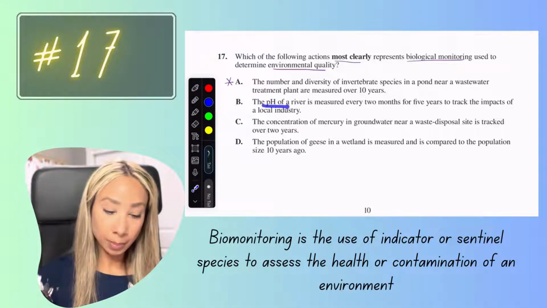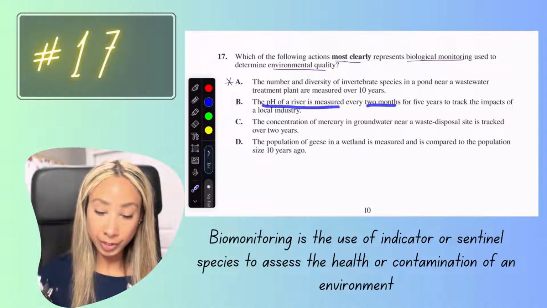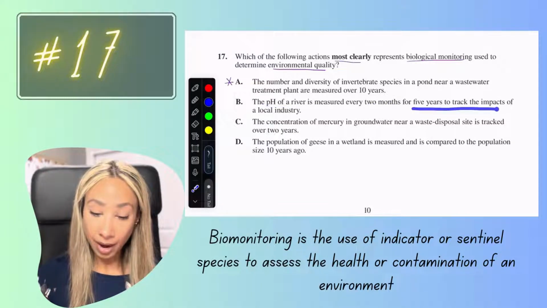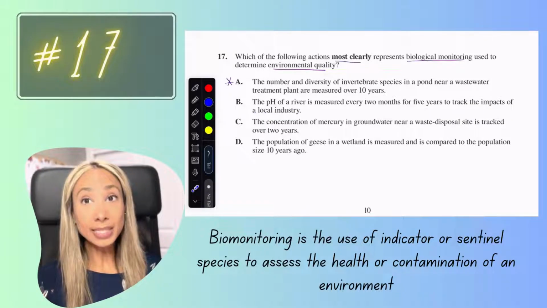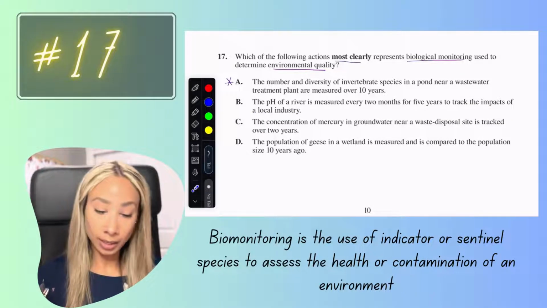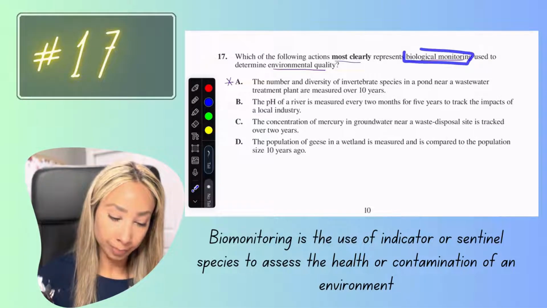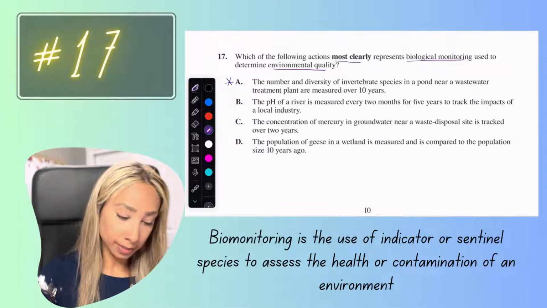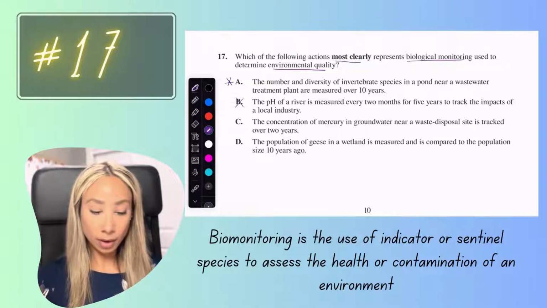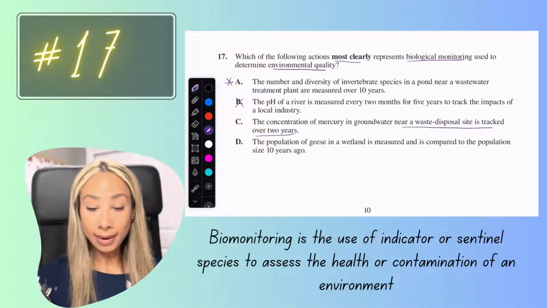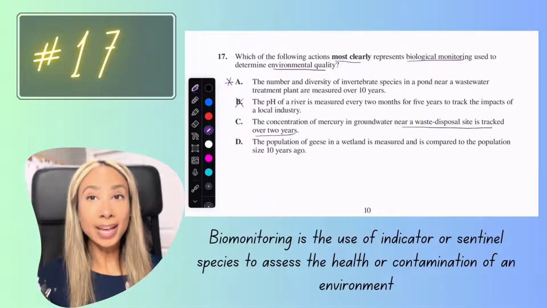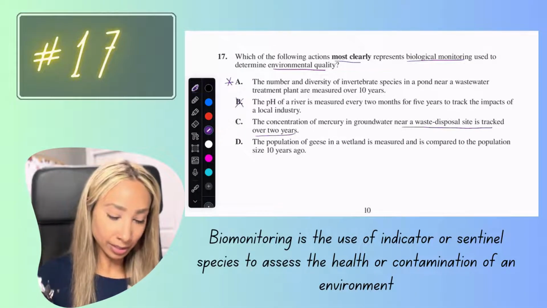For B, it says the pH of a river is measured every 2 months for 5 years to track the impacts of a local industry. So that one is a really good one, but it's not talking about the biological monitoring. So that one's not going to work in the case of this question. Option C, the concentration of mercury underground near a waste disposal site is tracked over 2 years. So again, really good thing that we're doing that, but it's not using the bioindicators.